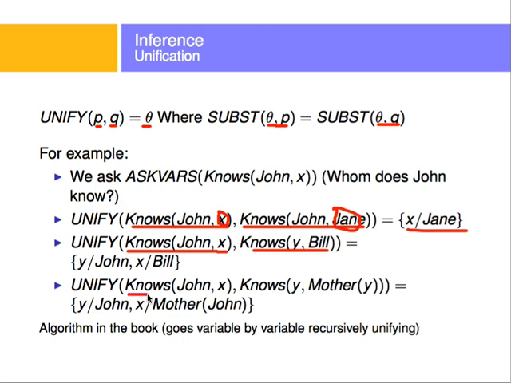If I want to unify Knows(John, X) and Knows(Y, Mother(Y)), I will substitute Y with John and X with Mother(John), right? Because Mother(Y) and Y is John. So then I can ask with a variable. This will help me to look at my rules and ask, for example, who knows John? Or whom does John know, Knows(John, X)? And then if I unify all of the Knows(John, ...) rules in my knowledge base, I will end up with a substitution that will be the answer to who knows John.